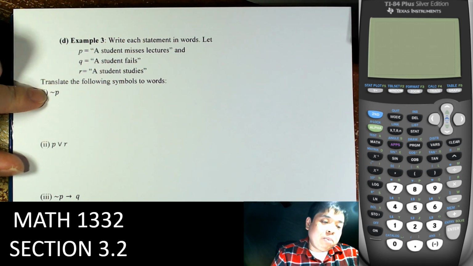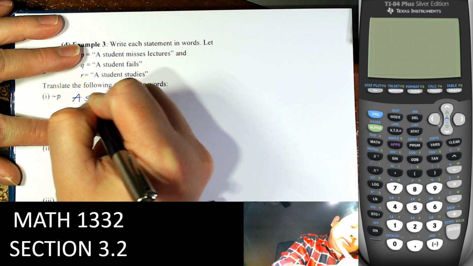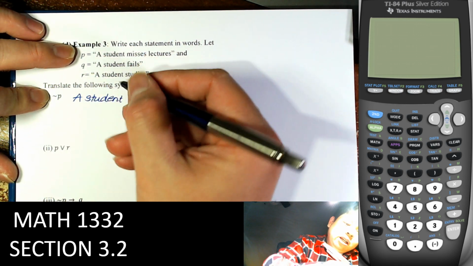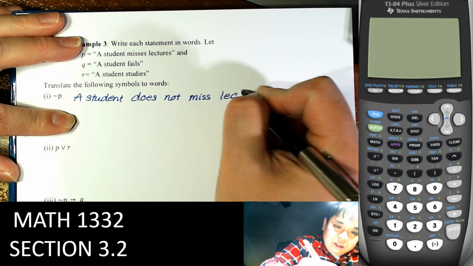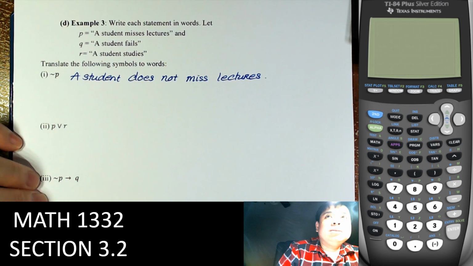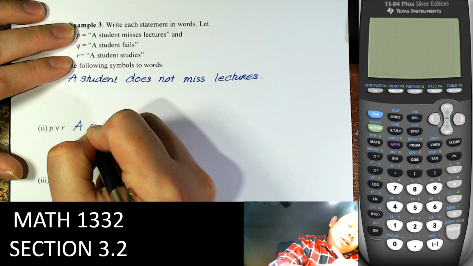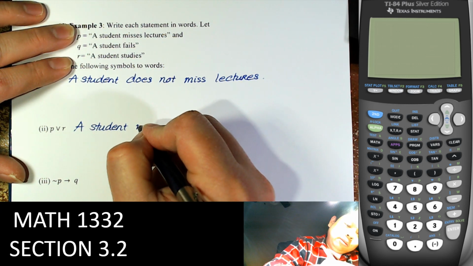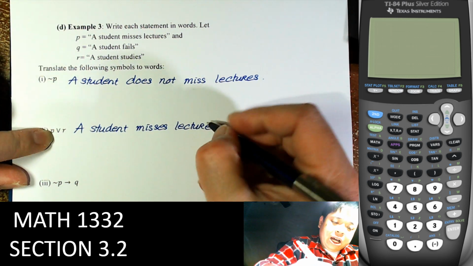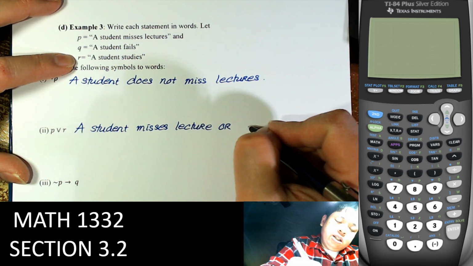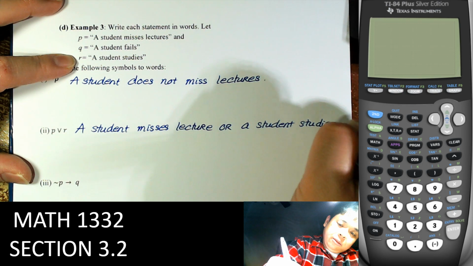Let's look at not P. P is a student misses lecture, so not P is the negation of P: the student does not miss lectures. Next, P or R: a student misses lectures, and the V means or, a student studies.